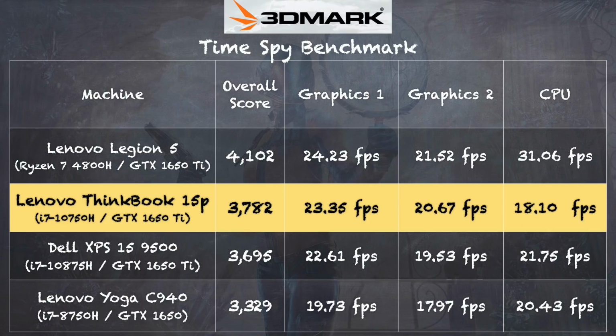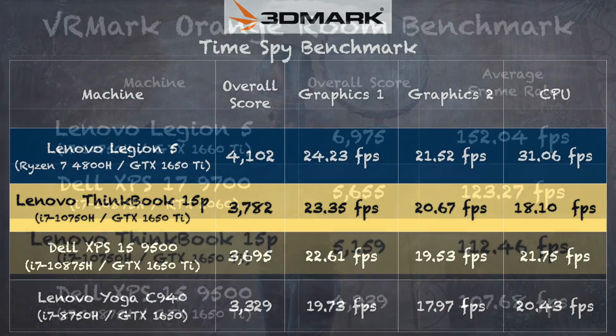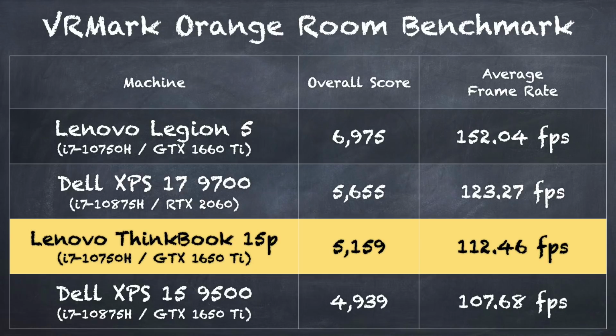And on the 3DMark Time Spy benchmark test, we got a score of 3,782. That puts this one pretty much on par with the Legion 5 gaming laptop, also from Lenovo, at least graphically. But that gaming laptop has a faster Ryzen 7 processor on board and gets a better overall score. And it also might be good for some low-end VR.